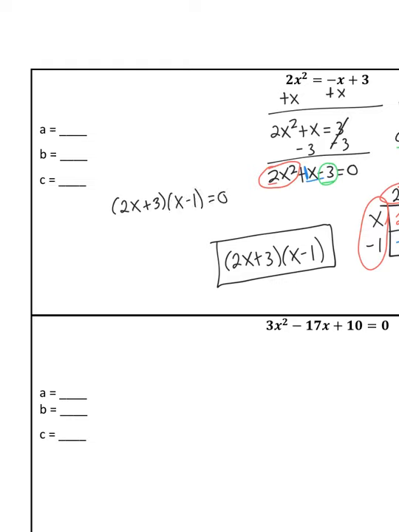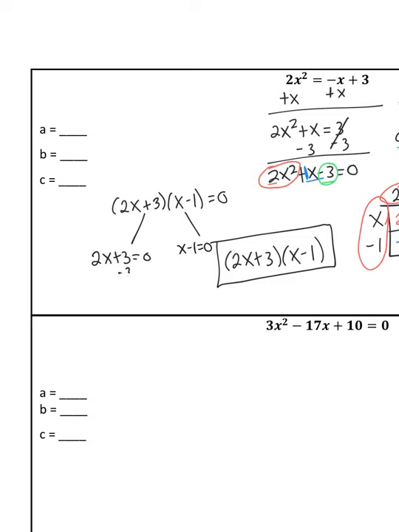What we can do now is use what's called the zero product property. That means that I can take each of my factors and I can set them equal to 0. So I've got 2x plus 3 equals 0, and I've got x minus 1 equals 0. I'm going to solve these two equations independently, and it's going to end up giving me 2 solutions.